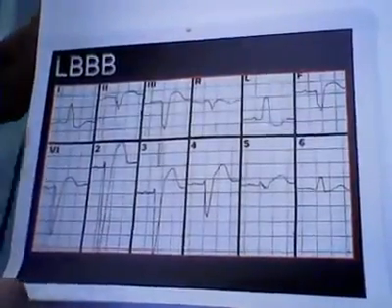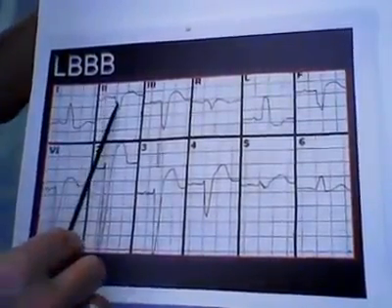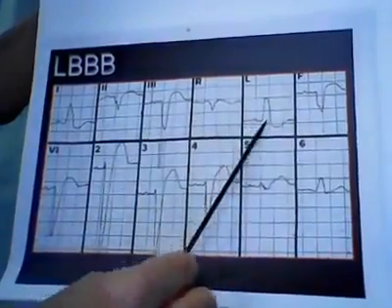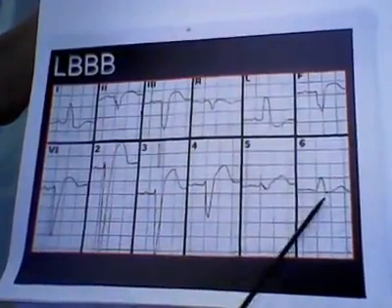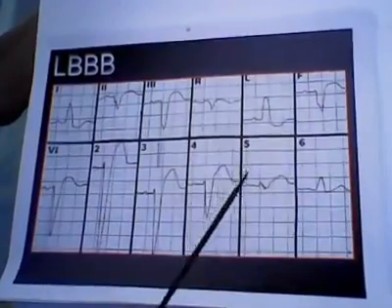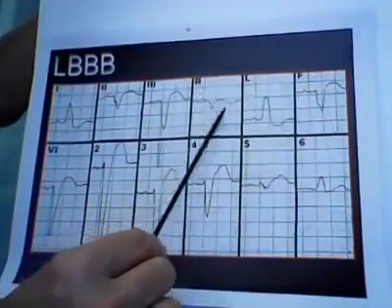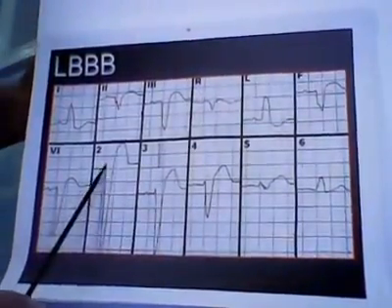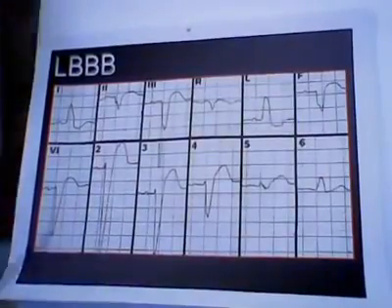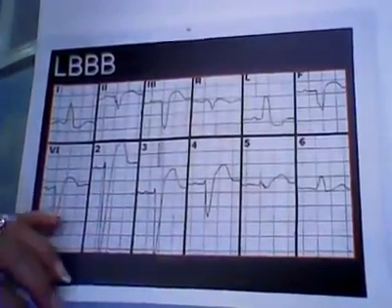In looking at this EKG, all my complexes are wide, right? I'm up in V6 the way I'm supposed to be. Down in AVR the way I'm supposed to be. Very narrow R wave in V2. So this is just a plain old left bundle branch block.